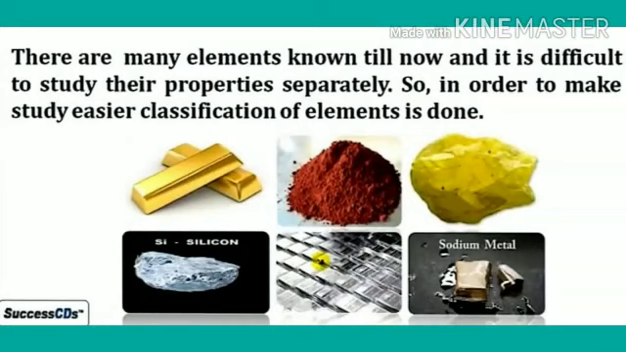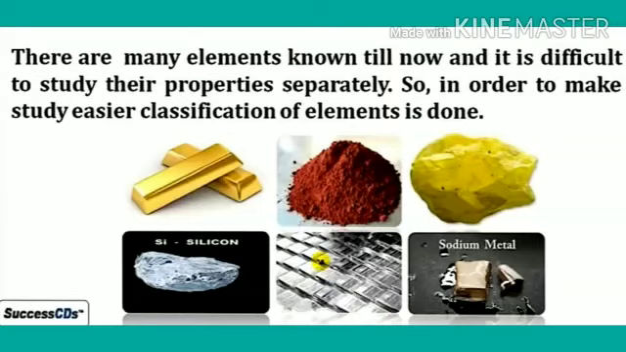118 elements are known to the scientific world. Due to more number of elements, it is difficult to study their properties separately. So, in order to make the study of elements easy, there is a need of classification. Classification means grouping of elements, that is, grouping of similar elements together and separating the dissimilar elements.